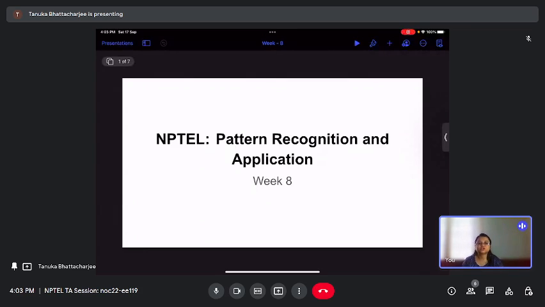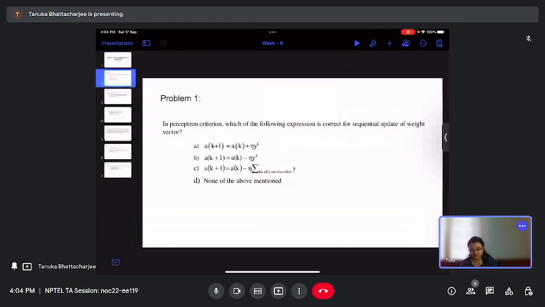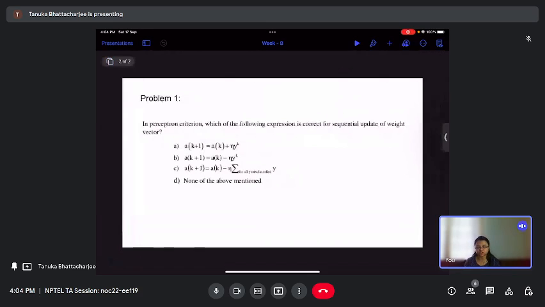So in today's session we are going to solve some problems on perceptron criteria, MSE criteria, Kessler's construction and similar things that you have learned in this week's lecture. So let us get started with our first problem for today's session.